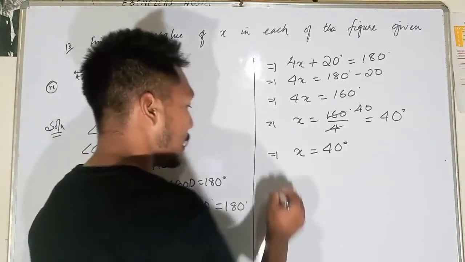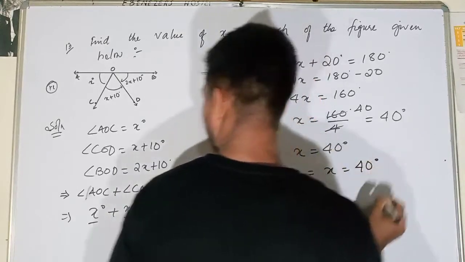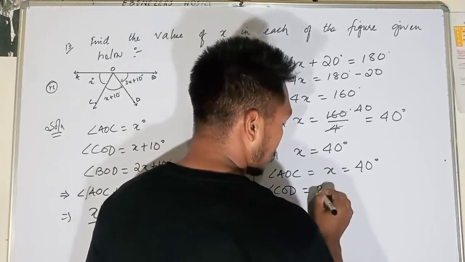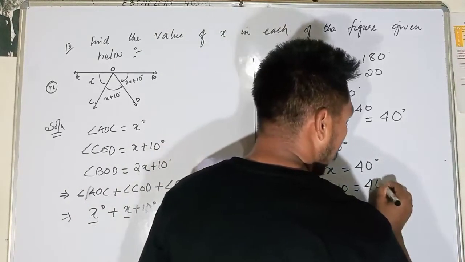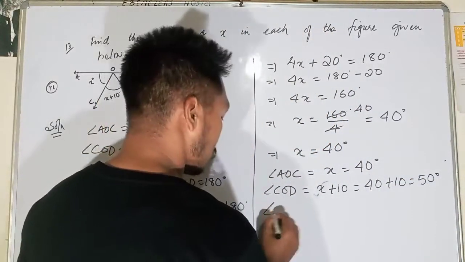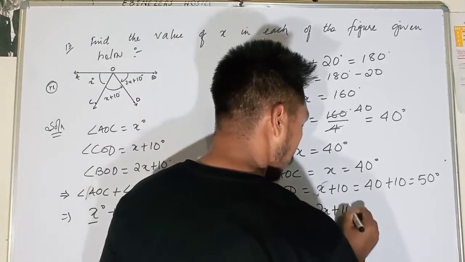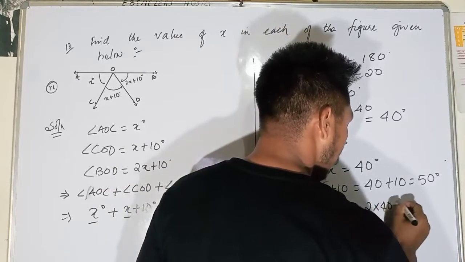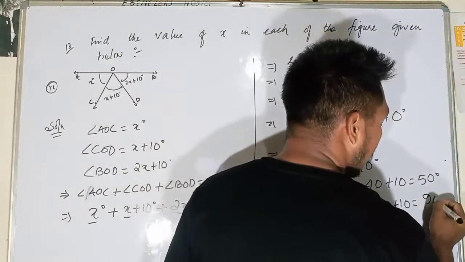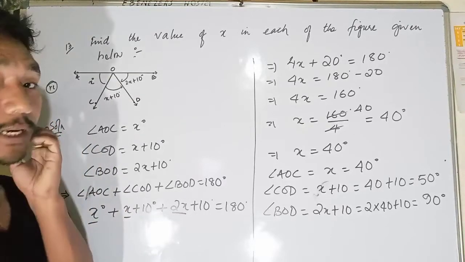In the same way, angle AOC is x, that is equal to 40 degrees. And angle COD is x plus 10, that means 40 plus 10, that is equal to 50 degrees. And angle BOD is 2x plus 10, that is equal to 2 into 40 plus 10. 2 4s are 80 plus 10 is 90 degrees. So these are the angles.